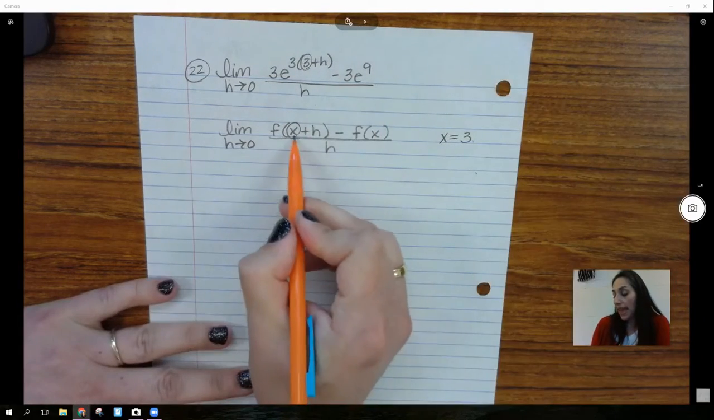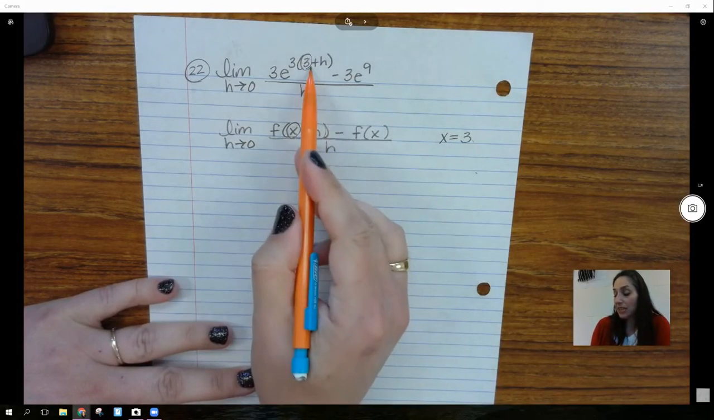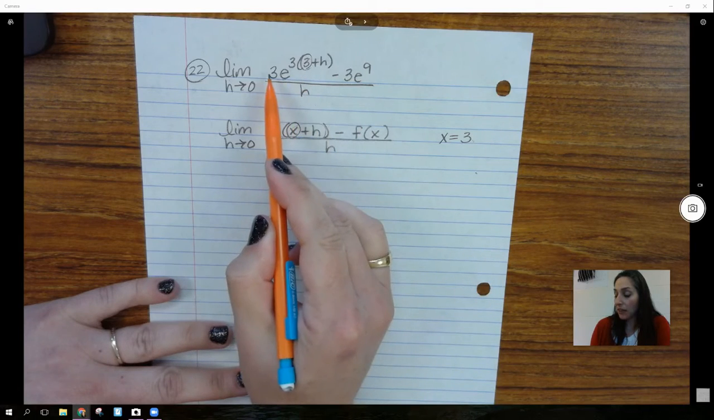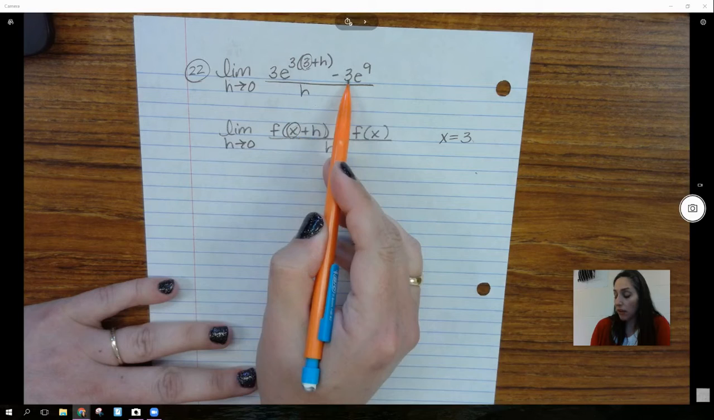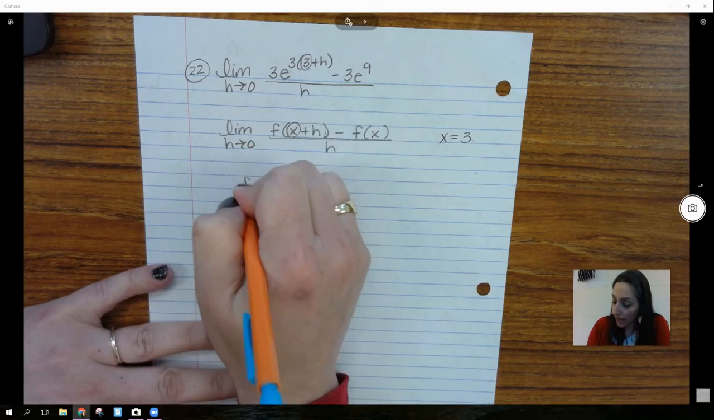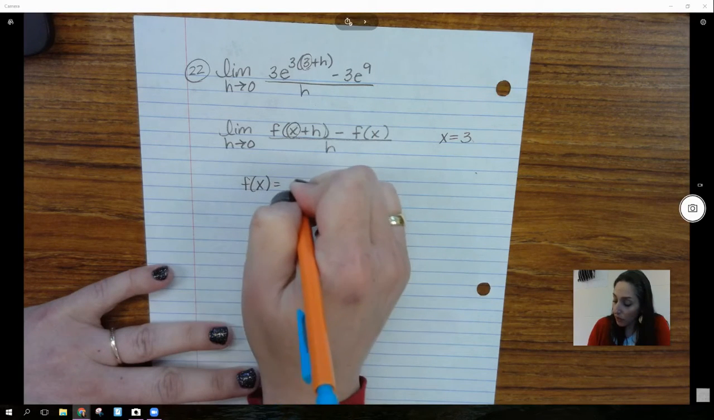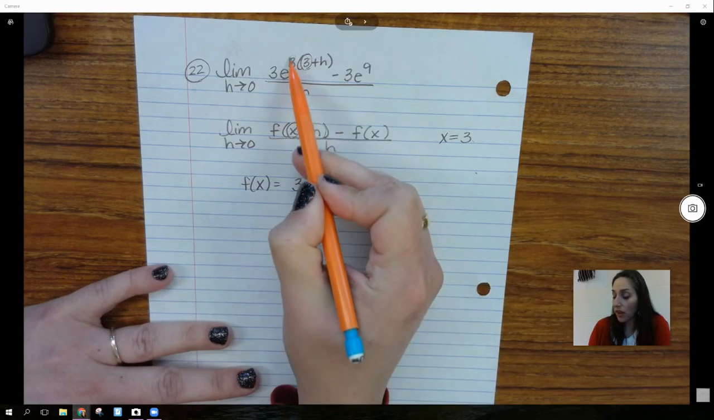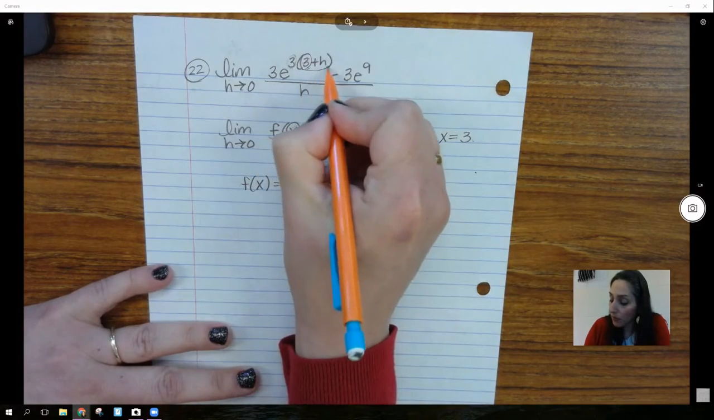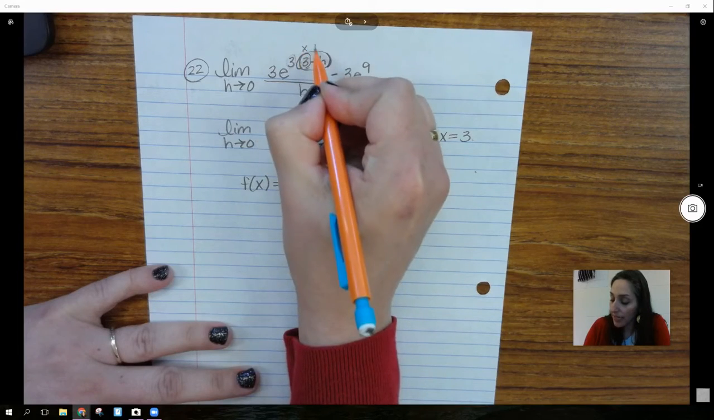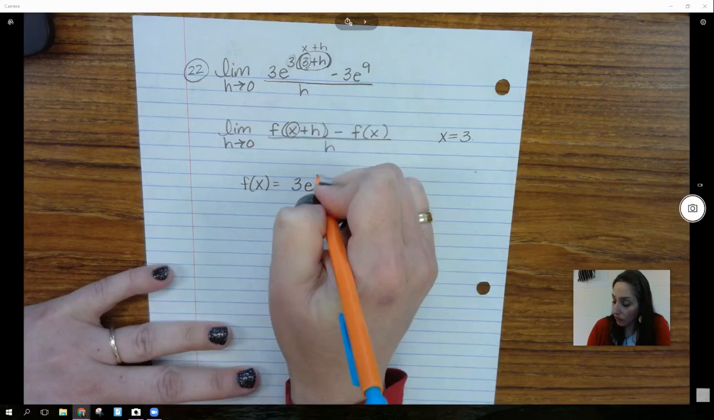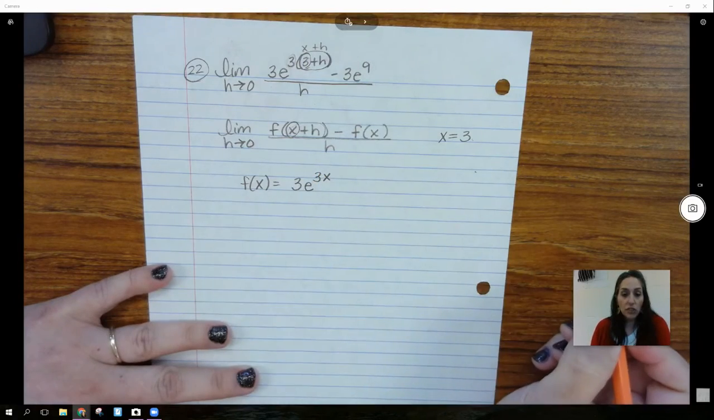Now, this x plus h has been plugged into a function, and I see this e here and here. I see a 3 here and here. So my f of x is going to be 3e to the, now there's another 3 up here. Now remember, this is x plus h. So it's 3x is the function.